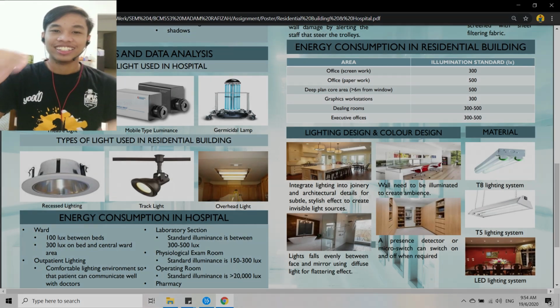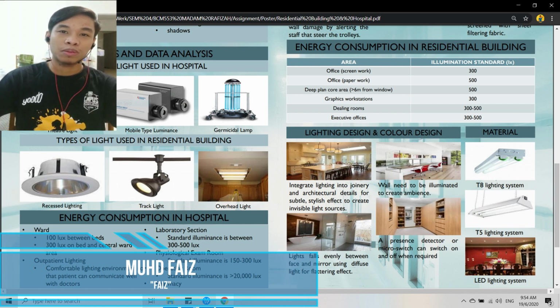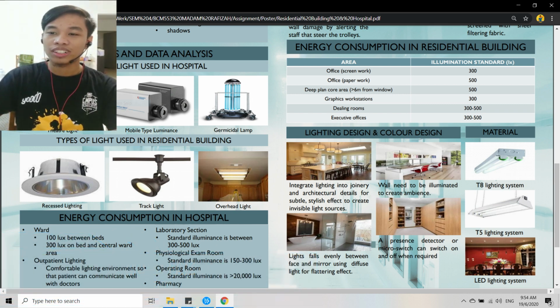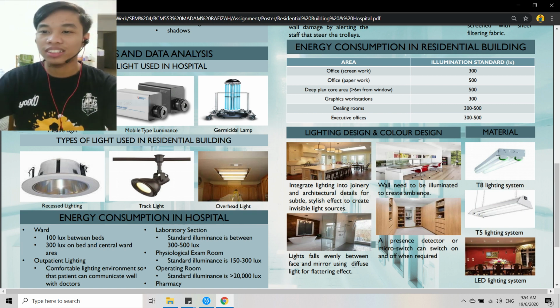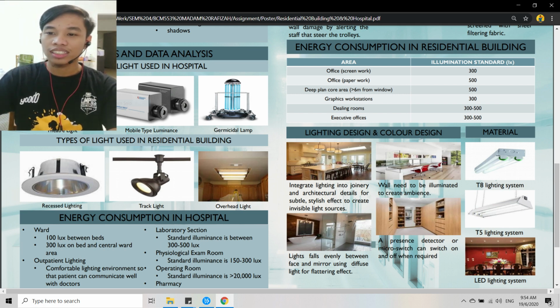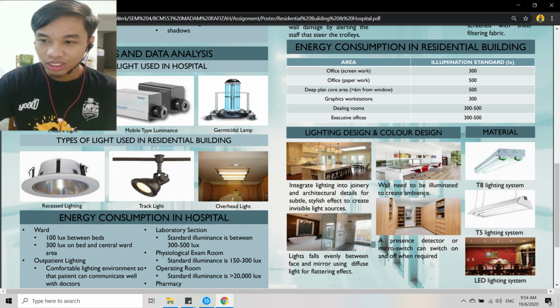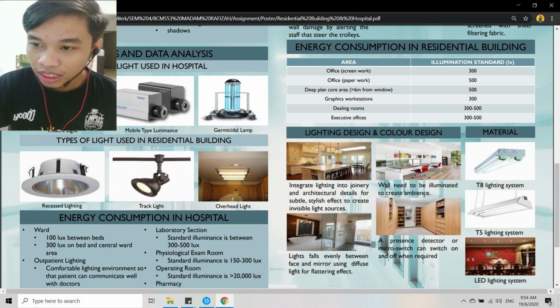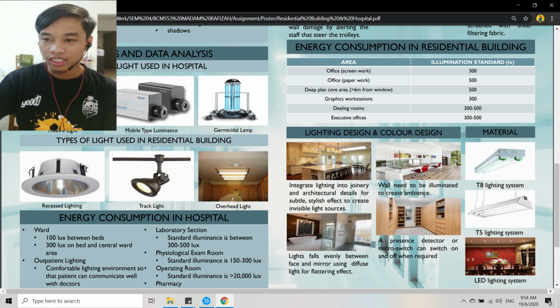Thank you. Okay, Assalamualaikum. My name is Muhammad Faiz bin Muhammad Amran. I will talk about the findings and data analysis for residential. First is the type of light used in residential building. First is recessed lighting. Recessed lighting is attractive and soft. Second is track lighting. Track lighting is a great source of focus. Okay, and third is task lighting. Task lighting is important in the kitchen. Fourth is overhead lighting option. Overhead lighting options can be varied in appearance and functionality.